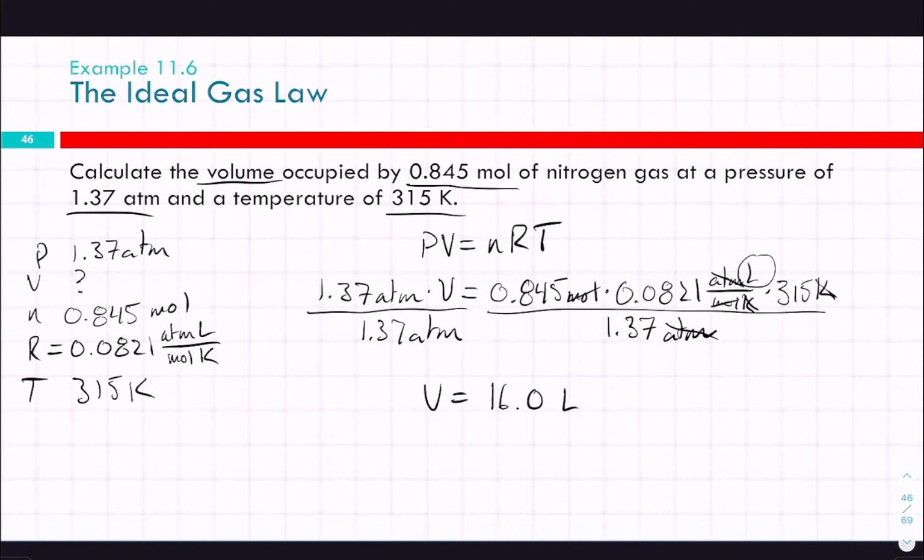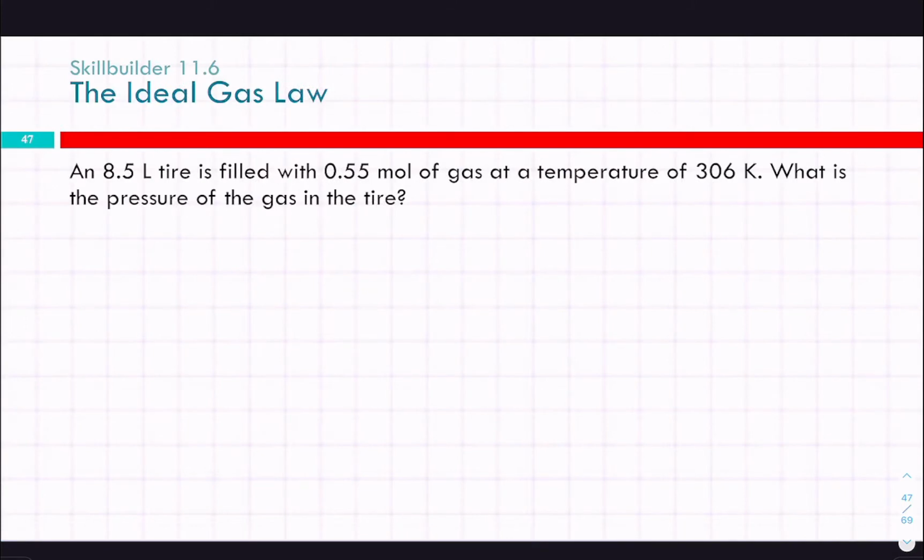Cool. A lot of plug, a lot of chug. Again, another just ideal gas law problem. One of the key differences between an ideal gas law problem, and I think I mentioned this already, is that we're not changing conditions. So we're not told, oh, the balloon was this volume at this temperature, what's the new volume at the new temperature? It's just, here's the volume, pressure.